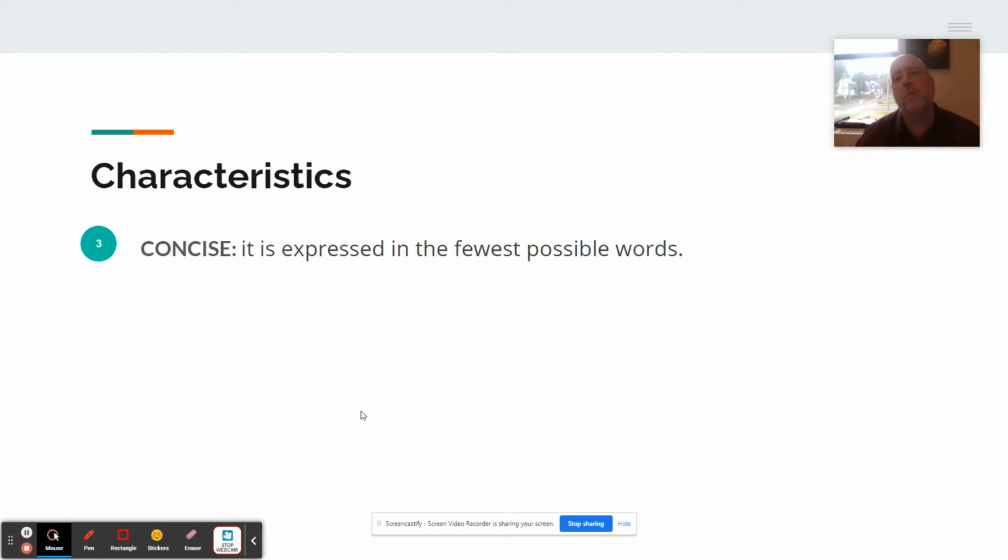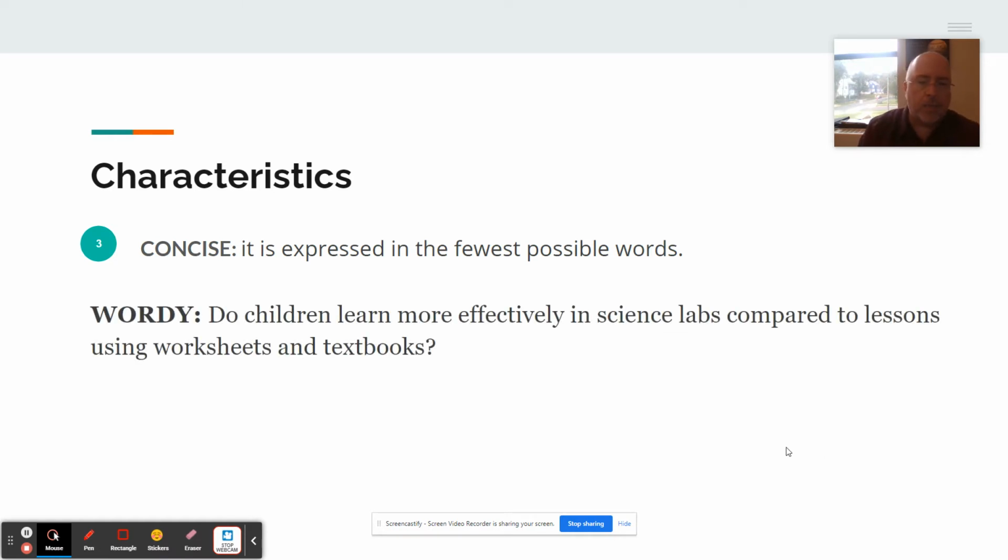Concise, it's expressed with the fewest possible words. That's going to be really important. For example, this one talks about whether or not science labs, which is something we call in teaching inquiry learning, the type of learning where you have to kind of learn as you go, which research has told us is the best way to learn. Well, they're looking at, do labs help people learn better than worksheets and textbooks?